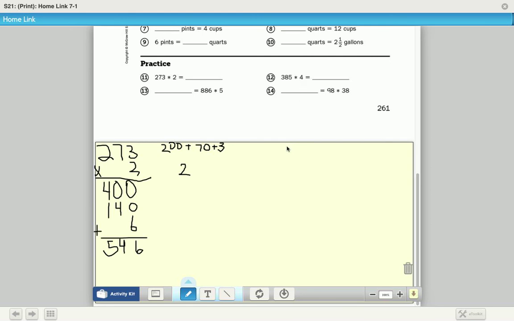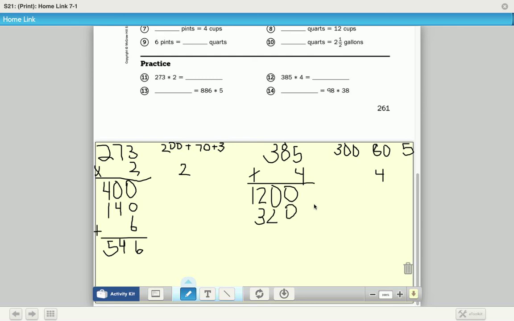385 times 4. Okay, so I have 385 times 4. The kids like to know that I like to write it out like this. Works better for me. So 385 is equivalent to 300 plus 80 plus 5. And then 4 is just 4. So we multiply 300 times 4, which would be 1,200. 80 times 4 is 320. And 5 times 4 is 20.